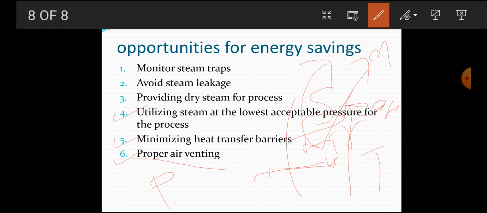Then next, points 7, 8 and 9. For point 7, there should be proper insulation of steam pipelines and hot process equipment to avoid heat loss, by which we can save energy. And condensate and flash steam recovery we have seen before. So these are the main opportunities for energy savings. So this was the steam system, completing the whole steam system topic.